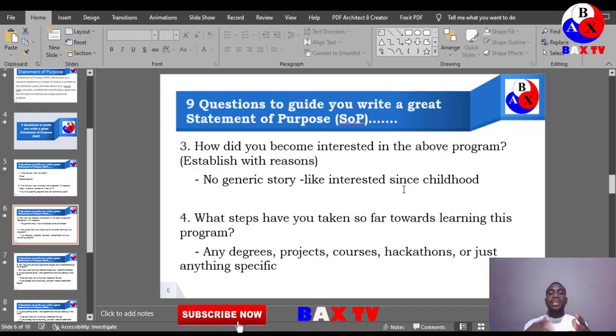What steps have you taken so far towards learning this program? For instance, if you are applying for postgraduate studies, have you obtained any degree? Have you obtained any diploma? Have you done something growing up, where you developed interest in this particular field? What have you done so far academically?